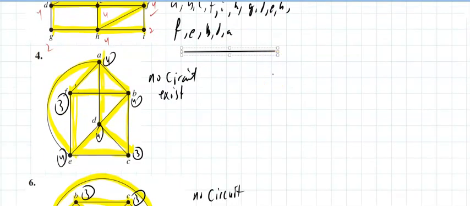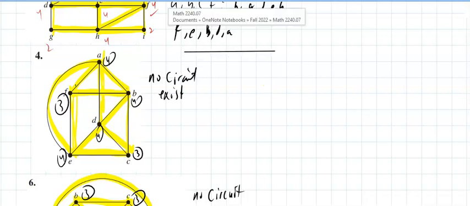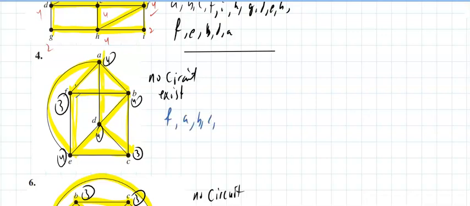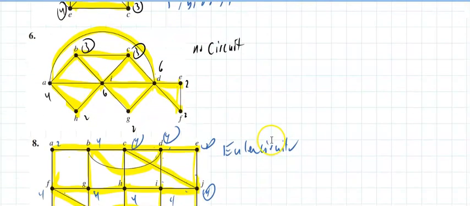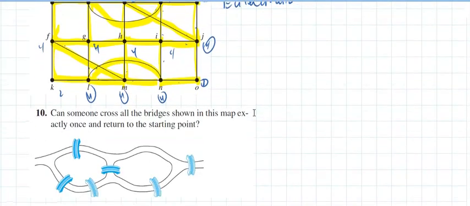Number 4, no circuit exists, but I went over all of those, and how did I do? We started with F, then we went to A, B, C, D, E, F, B, D, A, E, and C. Also no circuit on number 8. This is really long. Number 6 also is a bit long. I'm not going to list them out as I mentioned in the video.